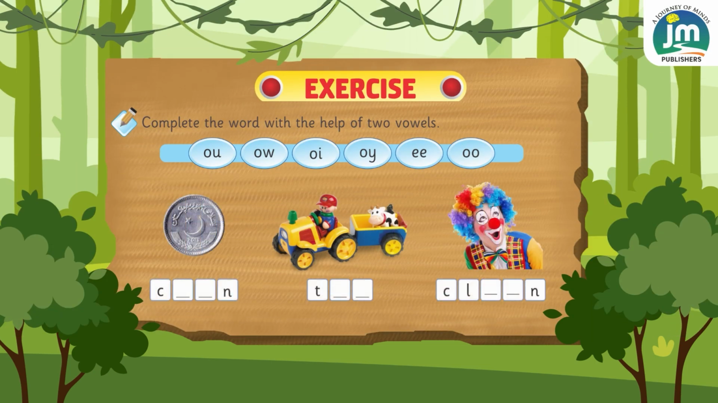Picture number 4, look, this is a coin. The word is coin. COIN. Coin. We use OI. Say together, coin.